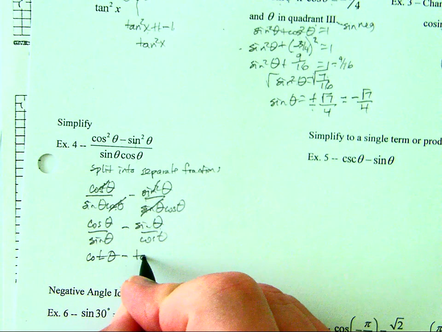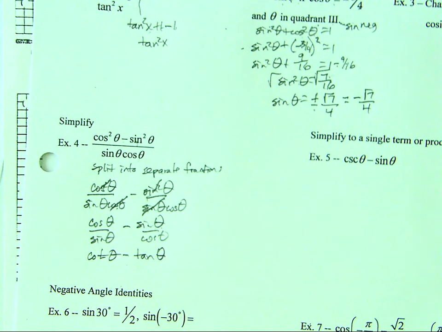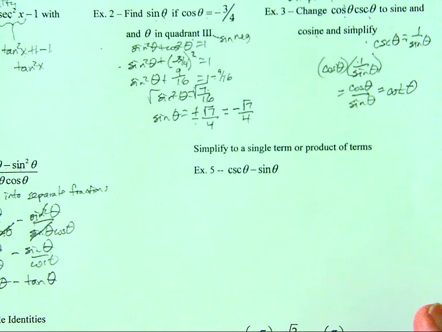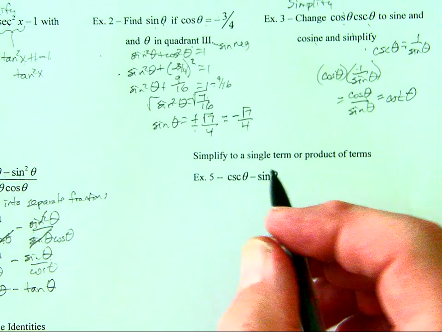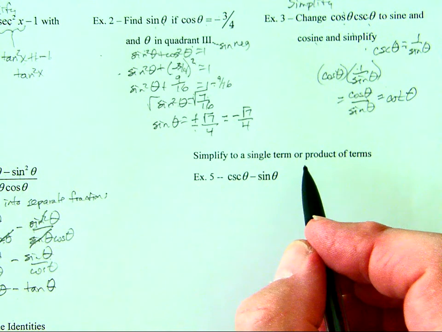So let's replace that with tangent theta. And we're done. We simplified it. You want to keep that identity sheet handy because we're going to use that over and over. You'll look at it all the time. This next example, simplify this to a single term or a product of terms.